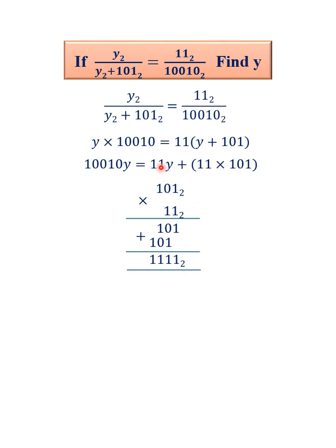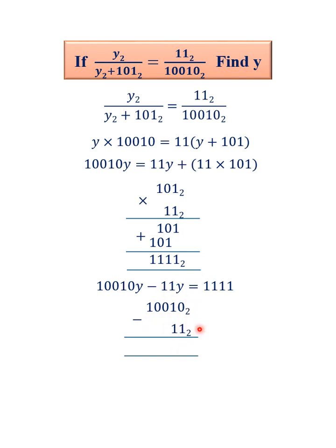Remember, this 11y can cross over to become minus 11y here. So we have 10010y minus 11y equals this times this, which we have calculated as 1111. So this equation reduces to this. We are just going to do the subtraction. 10010y minus 11y. What will it give to us? Remember, we are working in base 2, so we are just going to do this subtraction here. 10010 minus 11 in base 2.